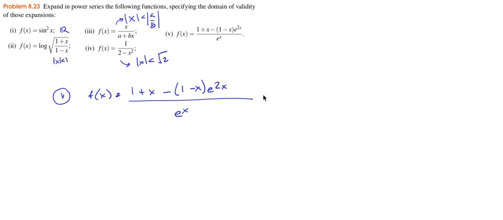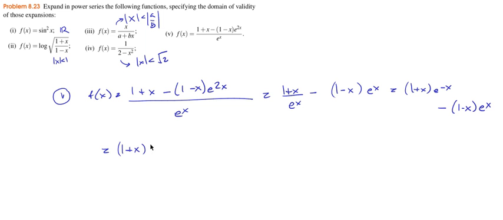We can separate this into two fractions actually. This is (1 plus x) divided by e to the x minus (1 minus x) times e to the x, right? But we can rewrite this again as (1 plus x) e to the minus x minus (1 minus x) e to the x, right? And now we have (1 plus x) and the sum from n equals 0 to infinity of (minus 1) to the n x to the n divided by n factorial, minus, and then we have (1 minus x) times the sum from n equals 0 to infinity of x to the n over n factorial, right?